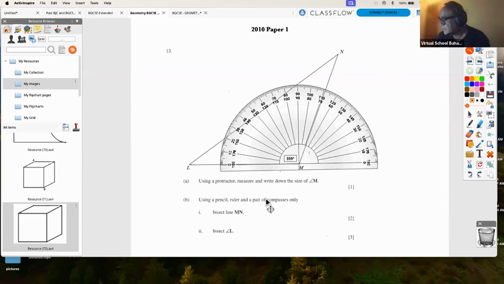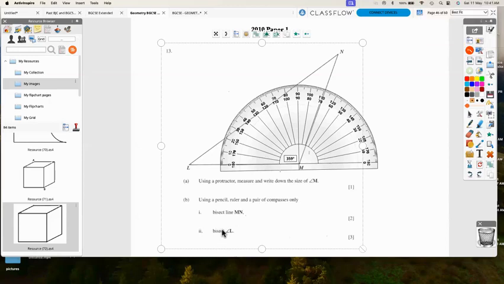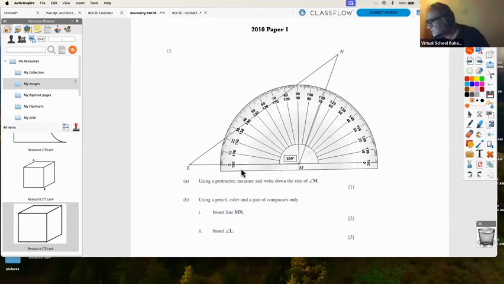Okay, like that. When you put this line, you mustn't see that line there. So, which scale are we going to use? The inside scale or the outside scale? Outside. You're going to use the outside scale.